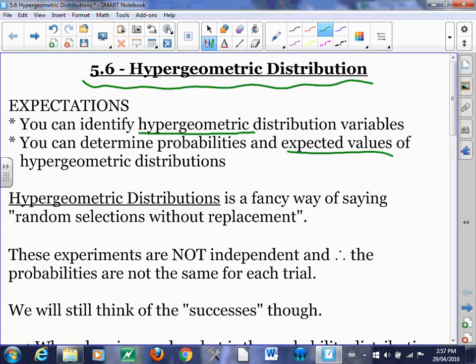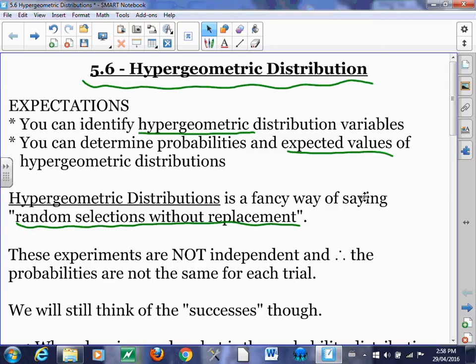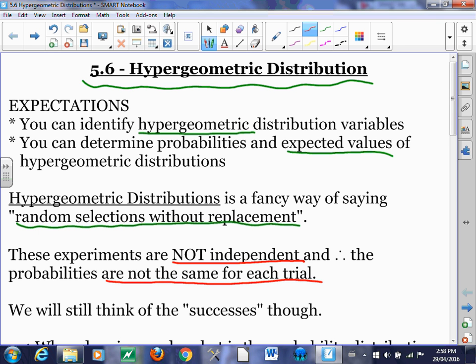hypergeometric distributions? It's a fancy way of saying random selections without replacement. So if we're picking cards and we're not replacing those cards each time, then guess what's happening? The probabilities are changing each time. Okay, and if the probabilities are changing each time, that means that they're not independent and the probabilities are not the same for each trial.